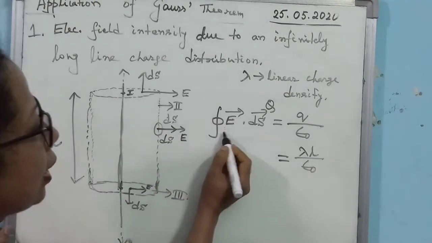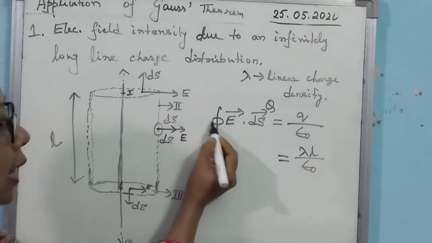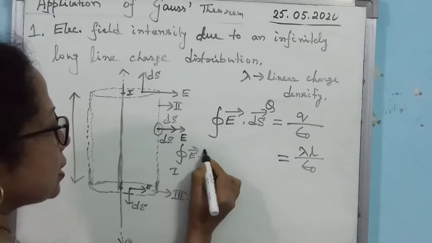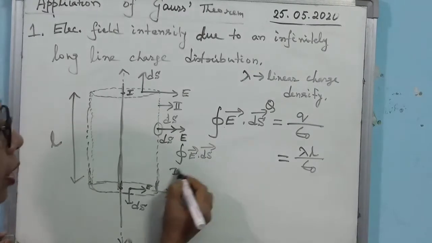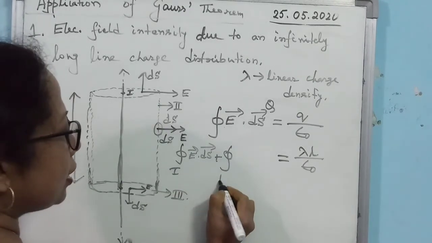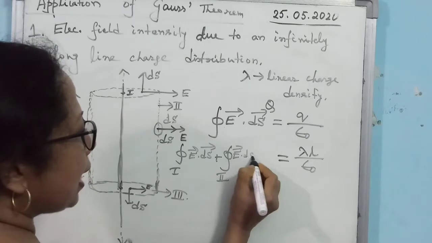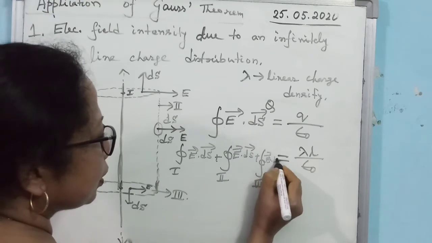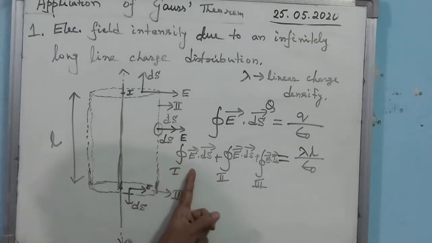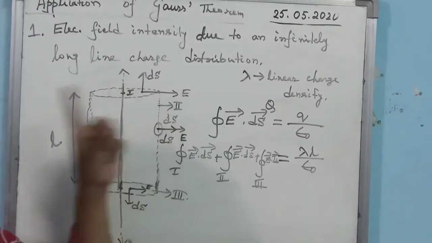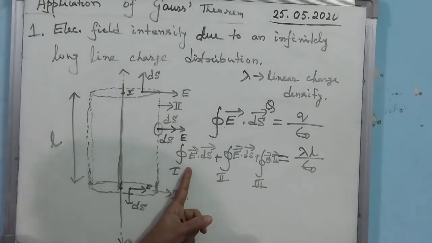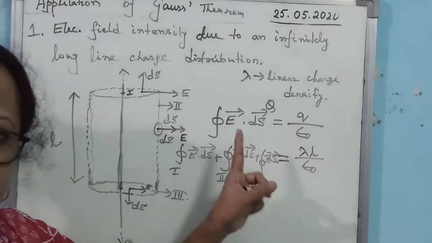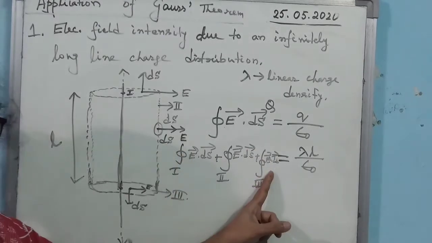So here, when you are writing the integration of E·dS over the entire Gaussian surface, you can break it for the three surfaces separately. Means you can write it as E·dS over the first surface, then E·dS over the second surface, and then E·dS over the third surface. Alright. Now come to the first surface. E·dS, when E and dS are perpendicular to each other, is 0. Then for the third surface also, E and dS are perpendicular to each other. So what is the value coming? 0. So these two are giving you the value 0.